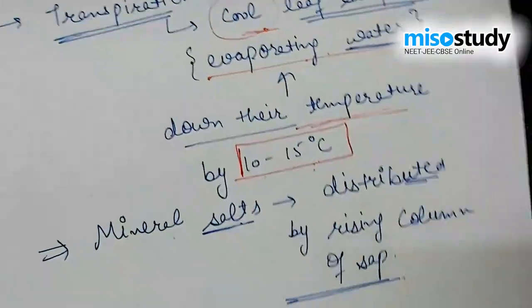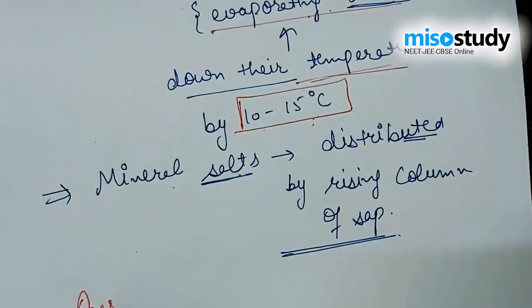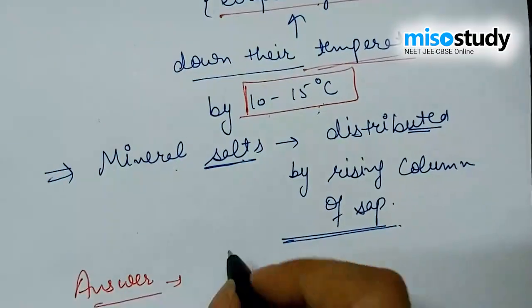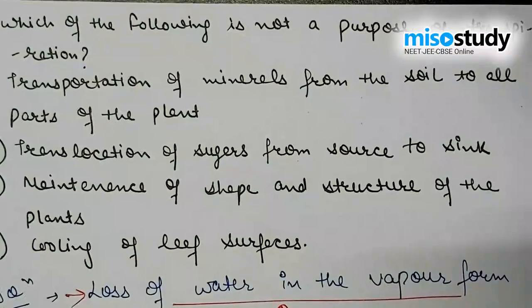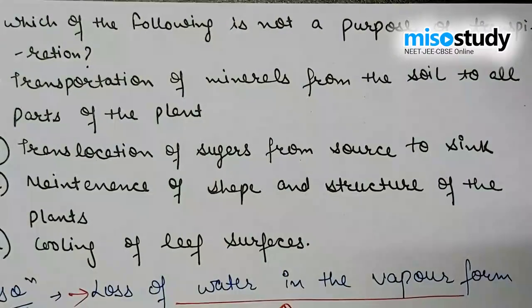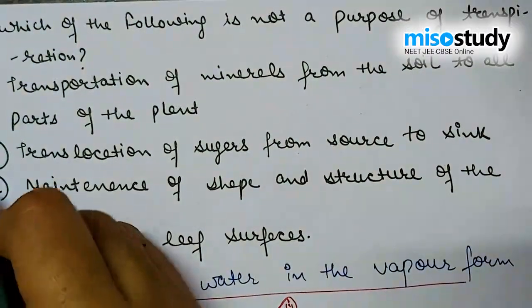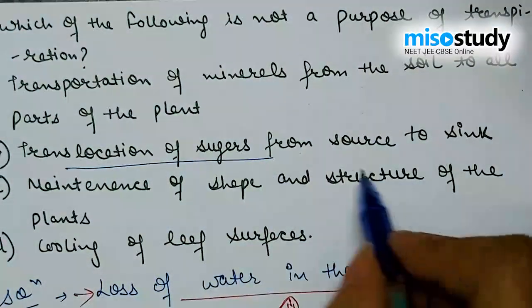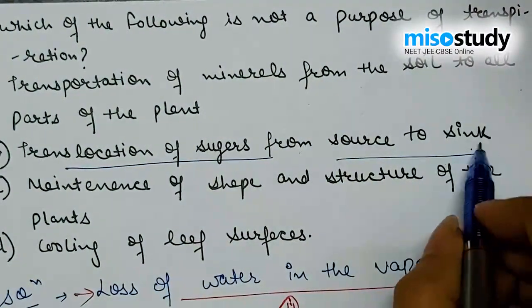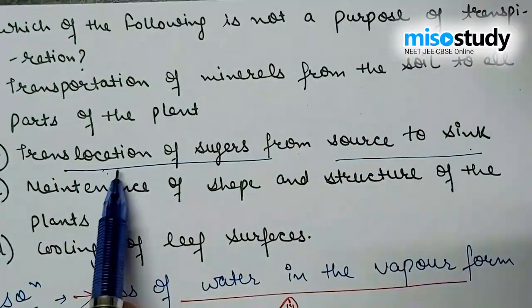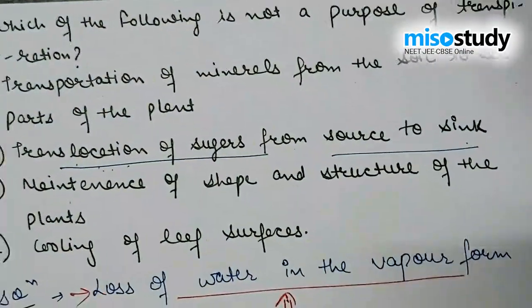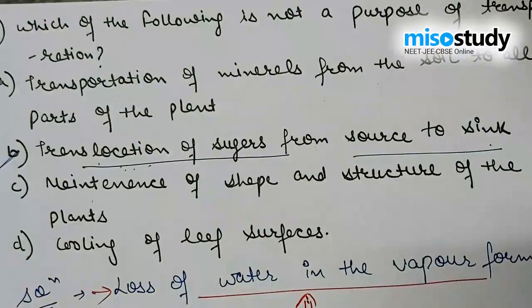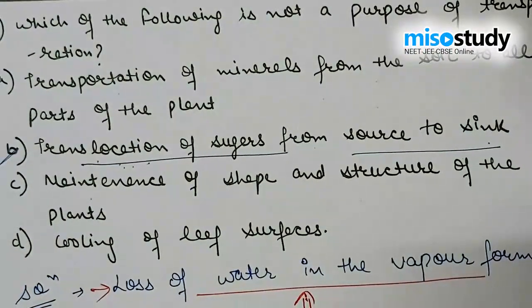So according to the discussion, the right answer for the question is option B, because in the question we have to check out the purpose which is not served by transpiration. That is option B, translocation of sugar from source to sink. No, this is not the process followed by transpiration. Apart from B, options A, C and D are all done by or included in the process of transpiration. So B is the right one in this case.